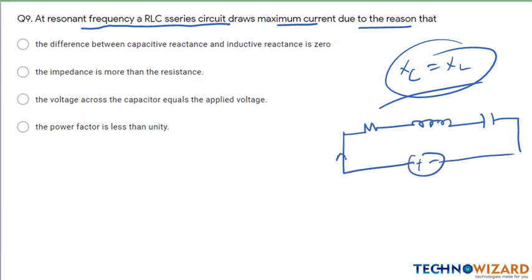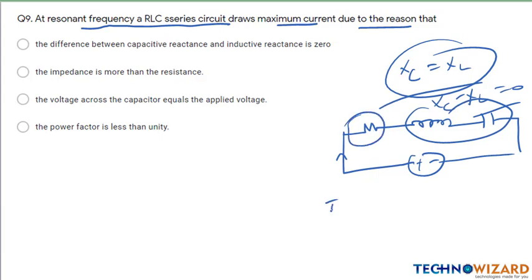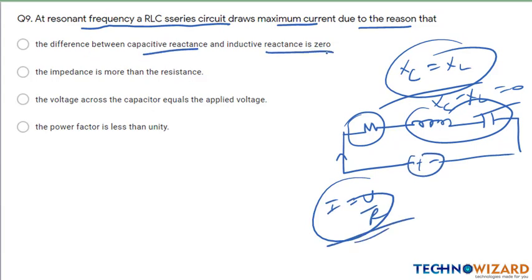It can flow maximum current when the difference, XC minus XL or XL minus XC, is 0. Then only resistance is left in the circuit. Therefore, I is equal to V by R, and the maximum current will flow through the circuit. Therefore, the difference between capacitive reactance and inductive reactance is 0. Option A is the correct answer.